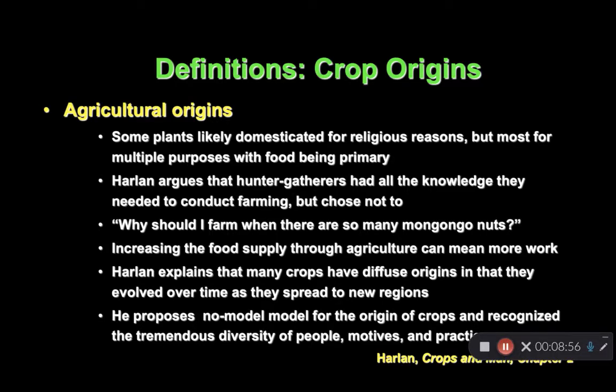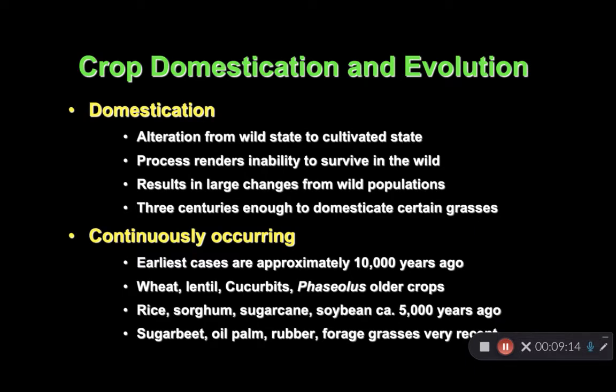And Harlan says that our crops, you know, we can't say that there's one model by which they evolved. He calls it the no model model. And he says, you know, our crops, they arose and were domesticated in very different settings, depending on the people, depending on their culture, depending on their motives and practices. And so we can't say that there's one model of humans turning wild plants into cultivated plants. But we can say that domestication is the change in the plant from a wild state to a cultivated state. That's the best way that I can define it.